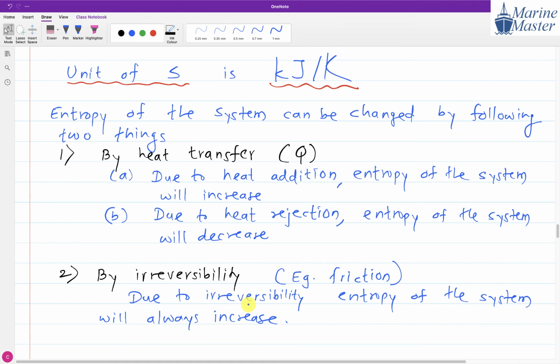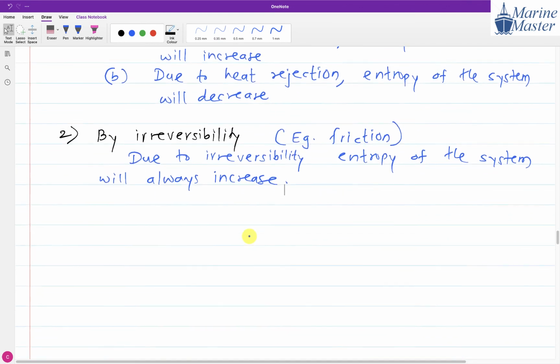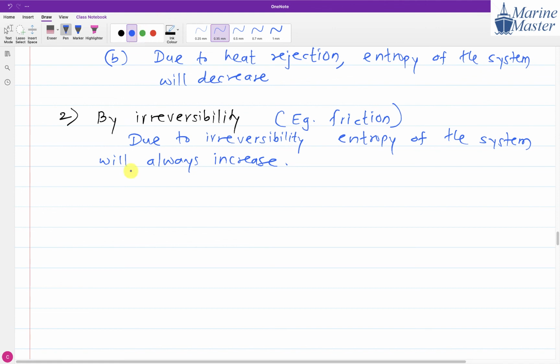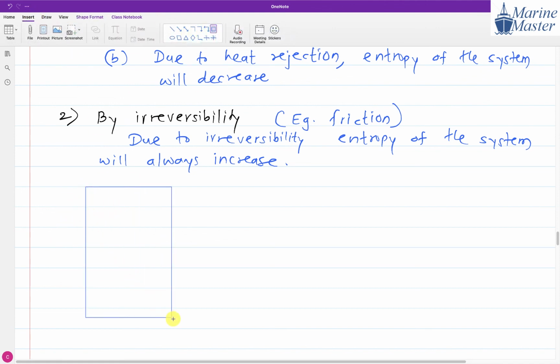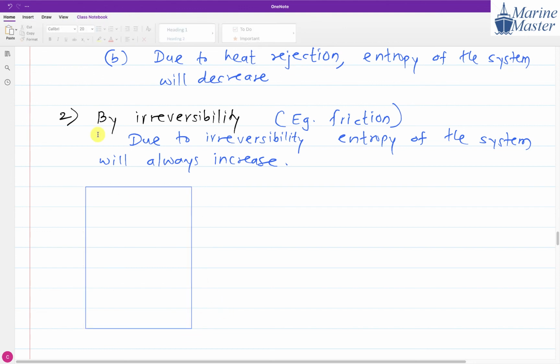Yes, sir. Done. Now how is the heat transfer going to happen? See, we have seen the example of a classroom. Try to see the things here carefully. How is heat addition going to increase the entropy? Suppose there is one classroom.